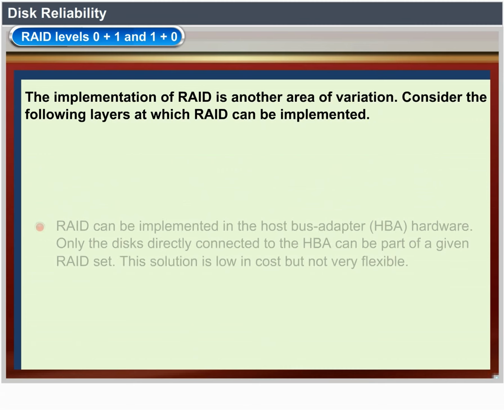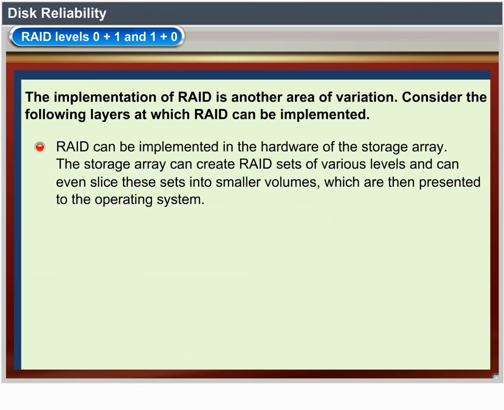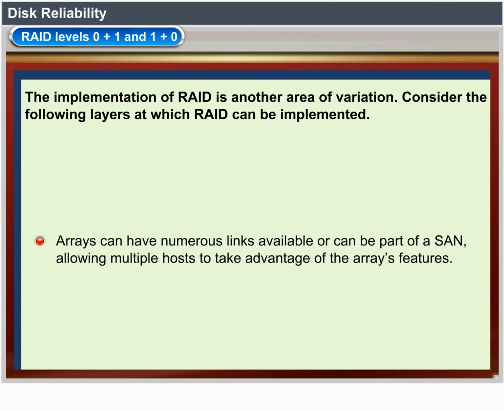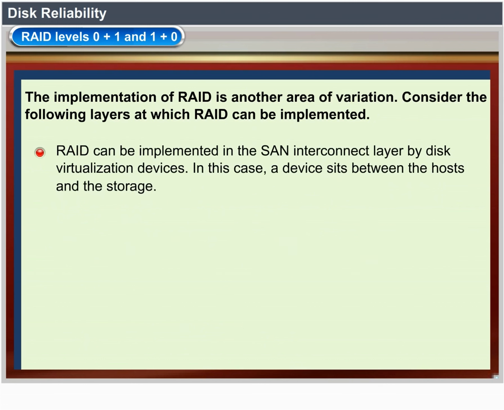RAID can be implemented in the hardware of the storage array. The storage array can create RAID sets of various levels and can even slice these sets into smaller volumes, which are then presented to the operating system. The operating system need only implement the file system on each of the volumes. Arrays can have multiple connections available or can be part of a SAN, allowing multiple hosts to take advantage of the array's features.